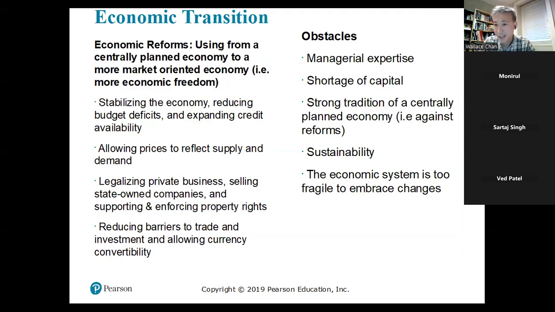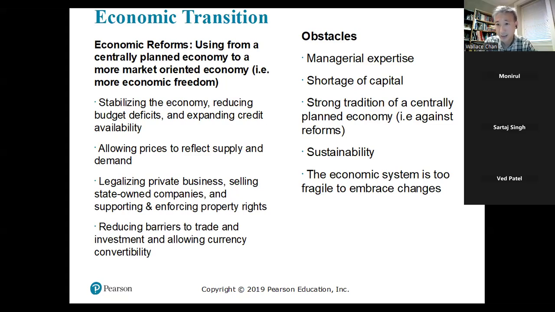Now, economic transition. We're talking about some countries that, in order to fully utilize their potential, try to do something to improve their economic performance and productivity. There was a time a number of countries adopted centrally planned economic systems, but it turned out to be a disaster.